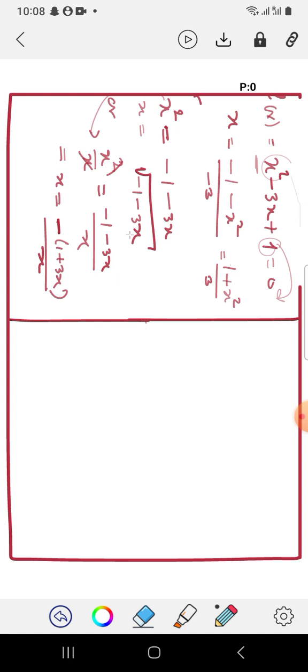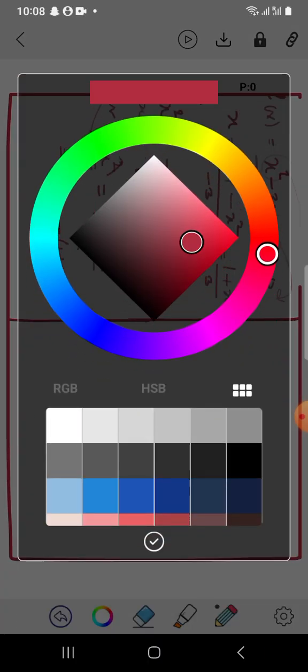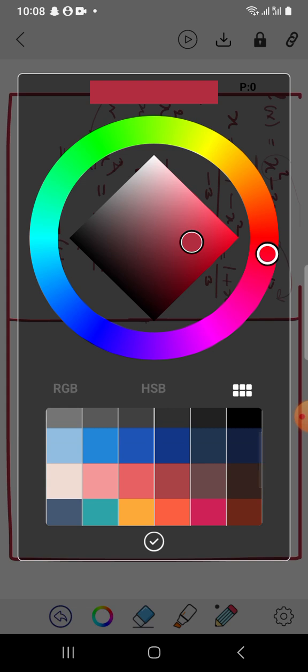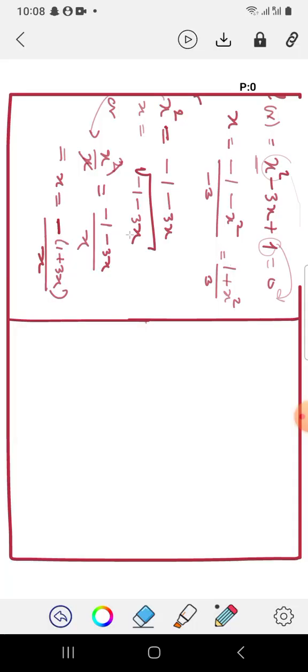Let me pick a different color just to excite things a little. Yeah, this is my favorite color actually. Yeah, navy blue. Yeah, so let's see how we think we can do this.